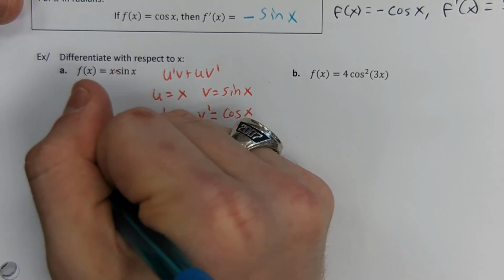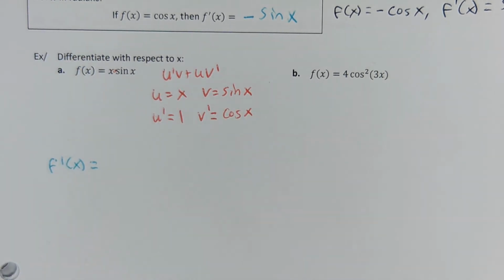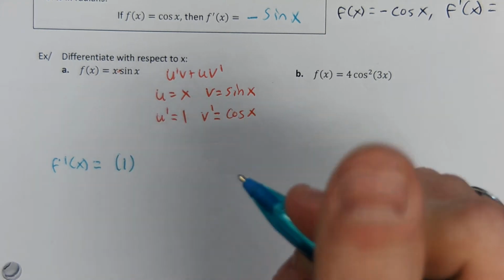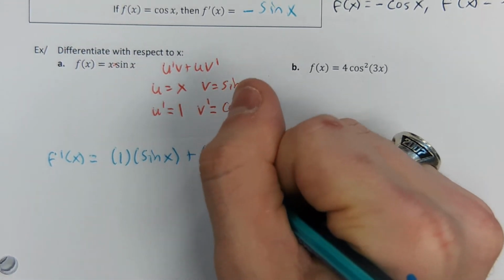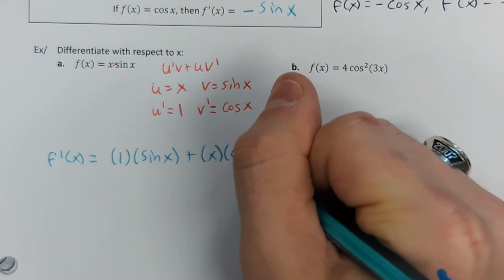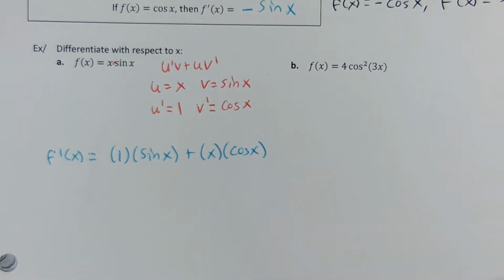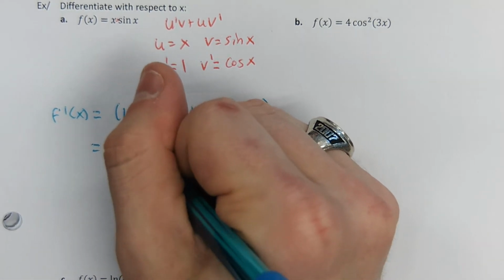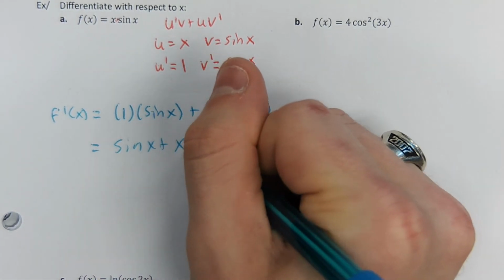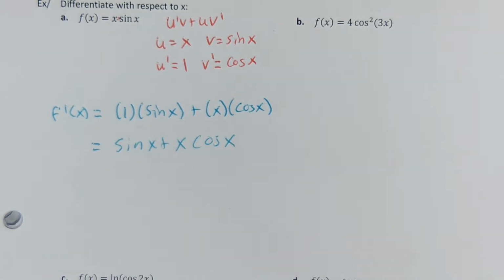f prime of x is u prime v plus u v prime, or just sine x plus x cos x. Boom. Done. Simple.